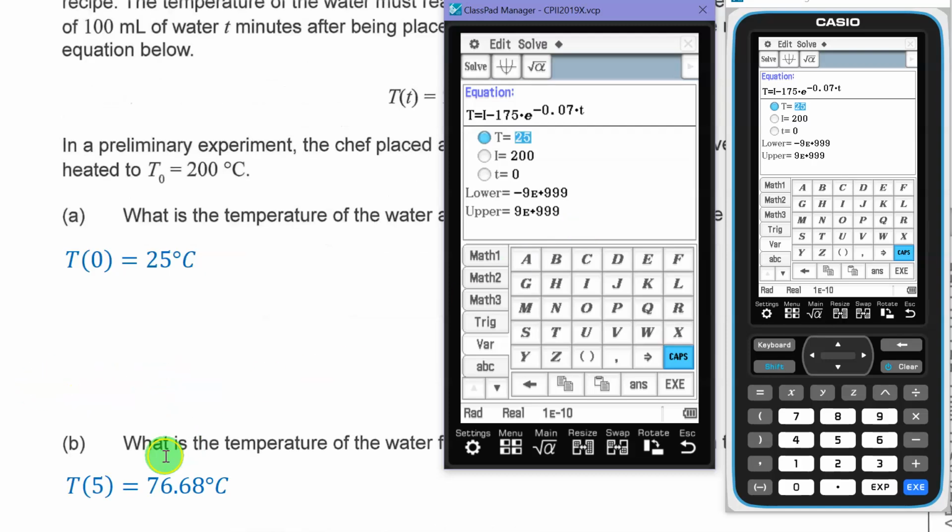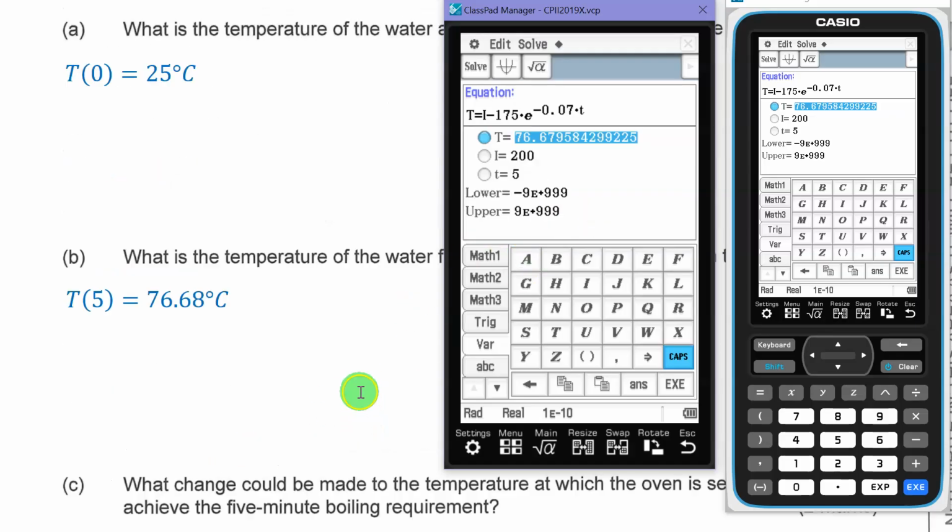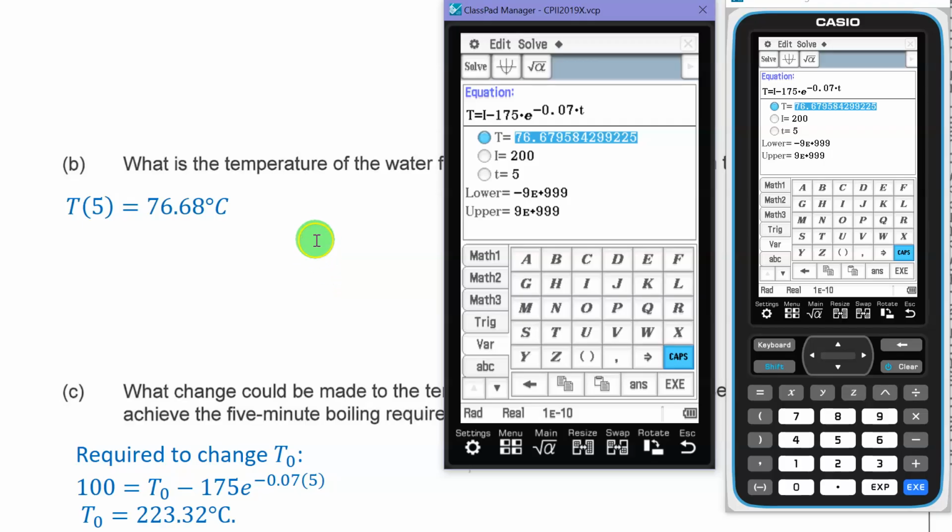Then for part B, what is the temperature of the water after 5 minutes? So then we'll change t to 5 and solve for T, which is 76.68. So there's another easy mark. This is like money for jam, isn't it, guys?